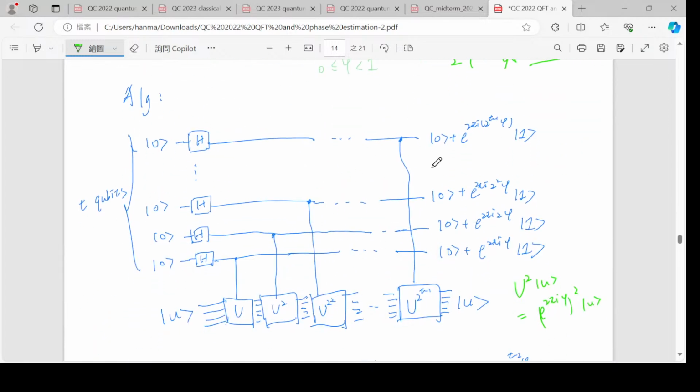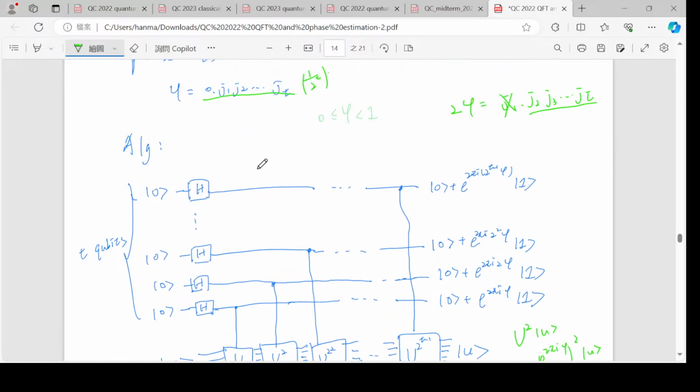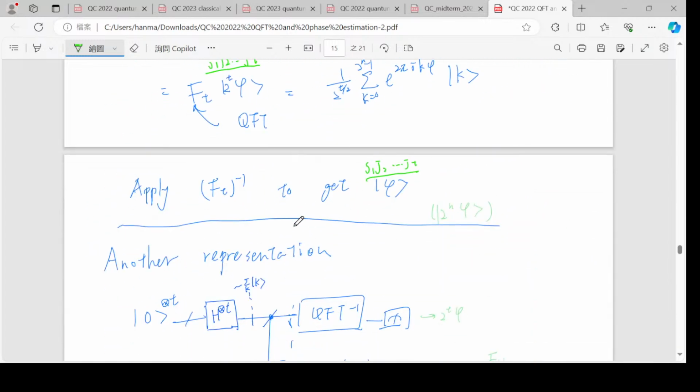It's basically a phase estimation circuit. Well, there are two parts. So basically, this is how you do phase kickback. Then you do inverse Fourier transform. Then you will get this J1 to JT. Okay, and so J1 to JT is like a 2 to the... This should be 2 to the T phi.